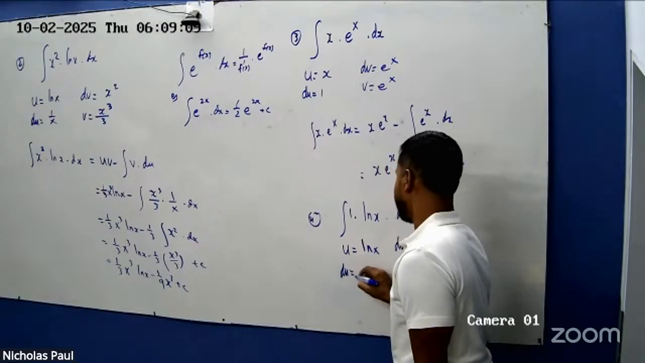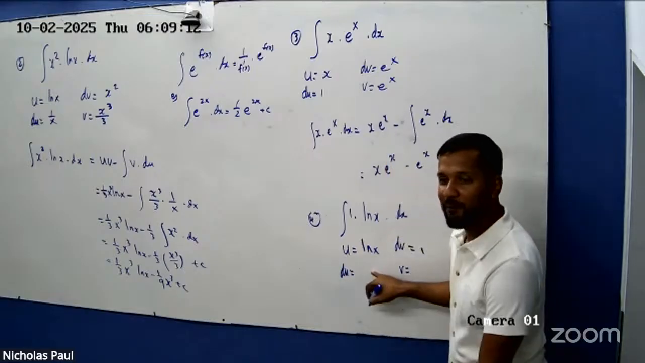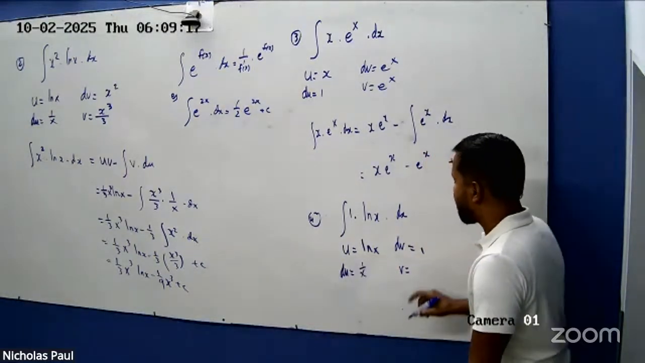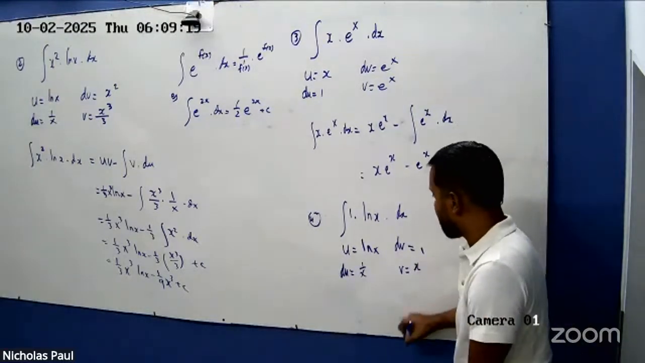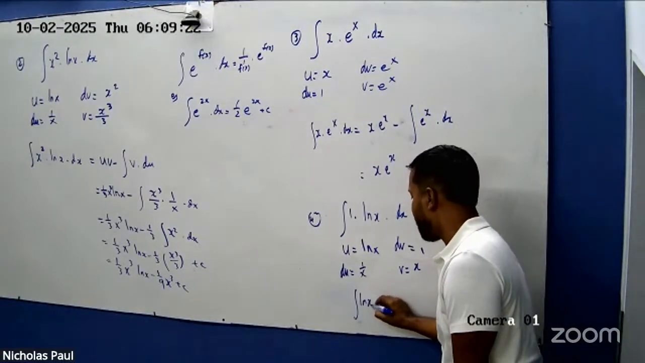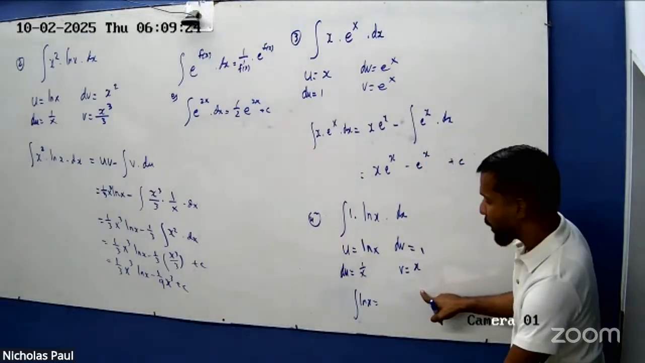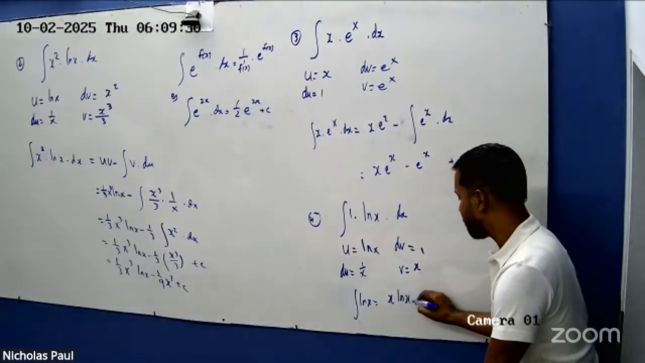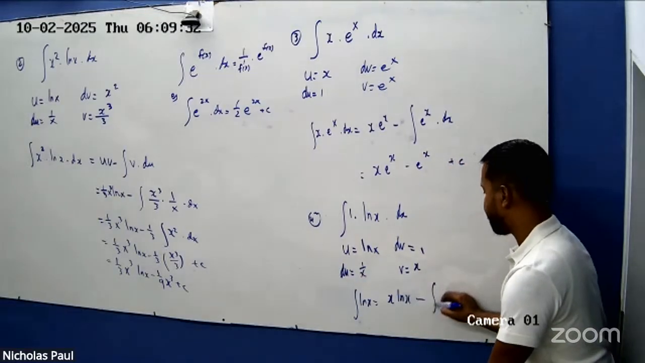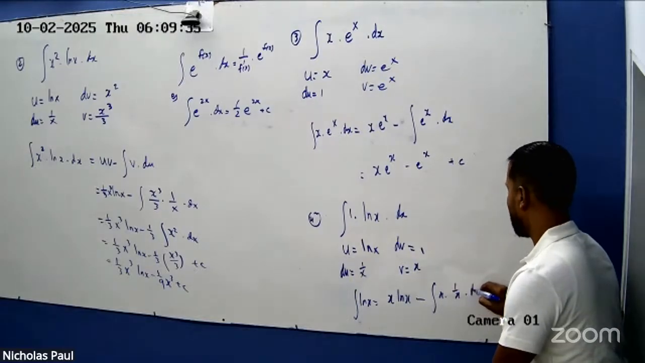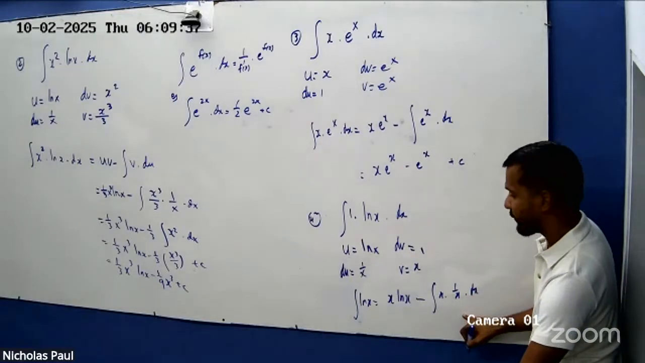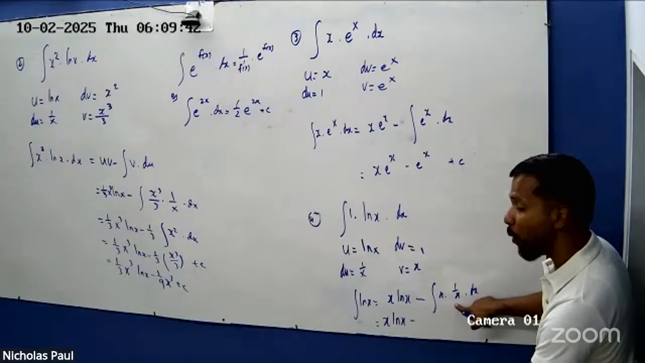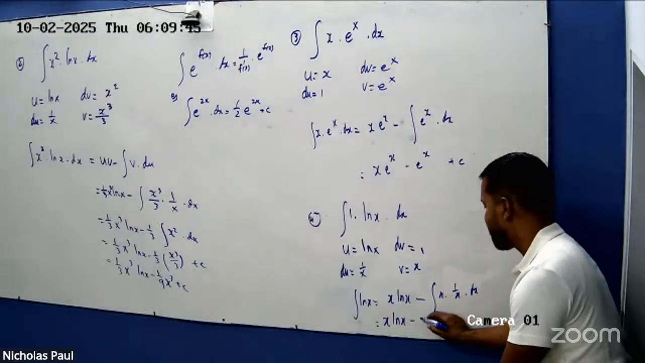Right, ln x is what? The differential of ln x is 1 on x. The integral of 1 is x. So therefore the integral of ln x is u times v. If you write it like this, it's always u times v, minus this times this. Right, x times 1 on x is what? That's 1, right? So you have x ln x minus, this is 1, the integral of 1 is x.